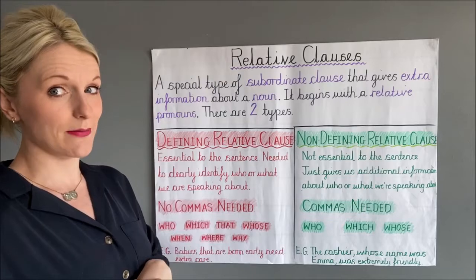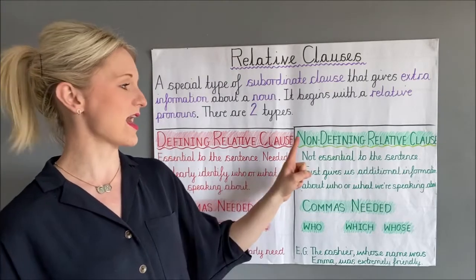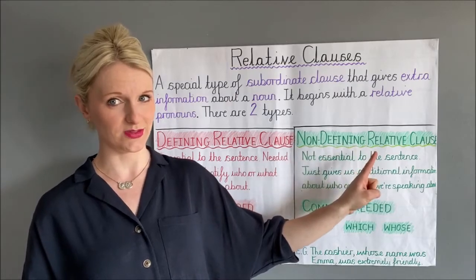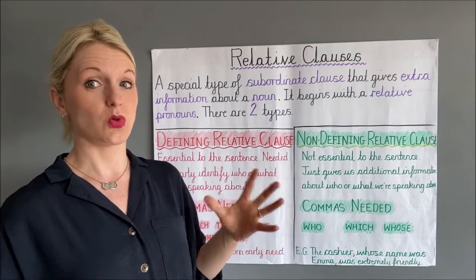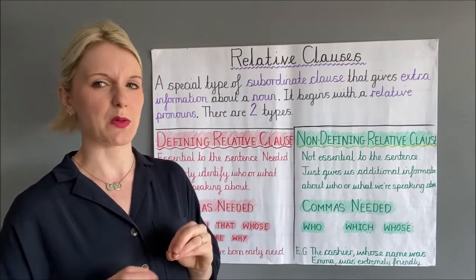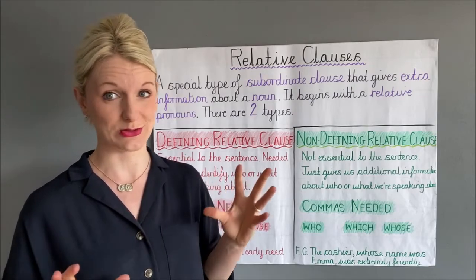So there are two types of relative clauses. There are defining relative clauses and there are non-defining relative clauses. It sounds very complicated, but it basically explains when we need to use punctuation and when we don't need to use punctuation with our relative clauses. So let's have a look at the two different types.